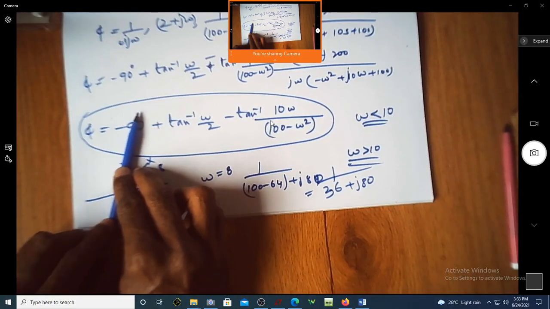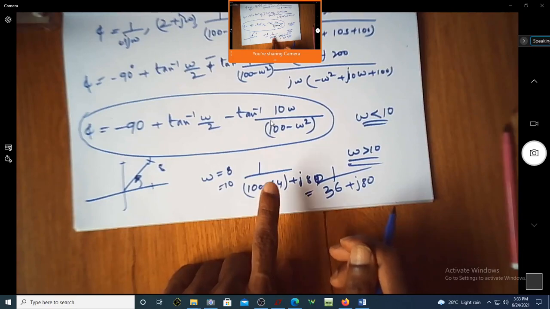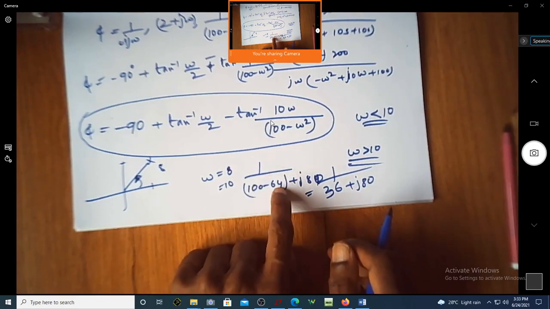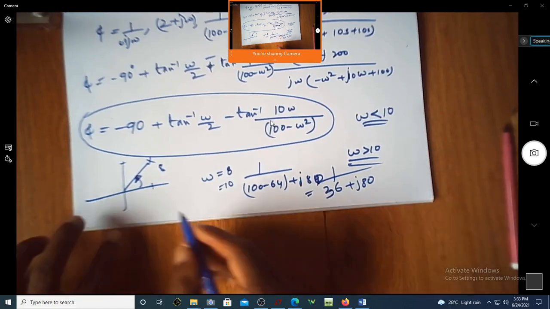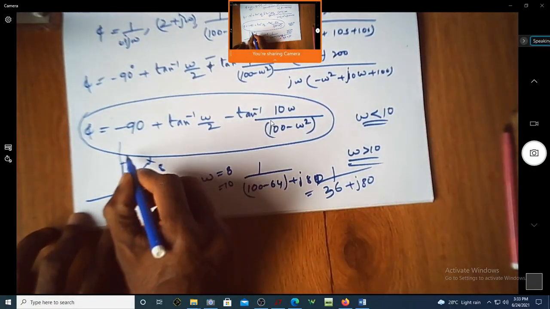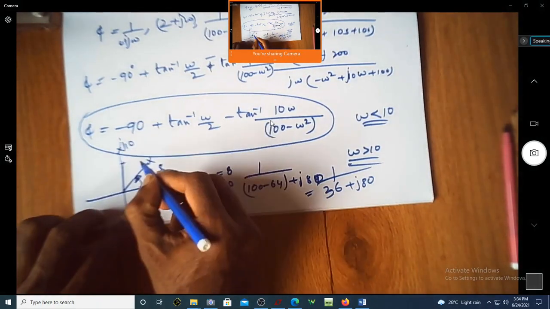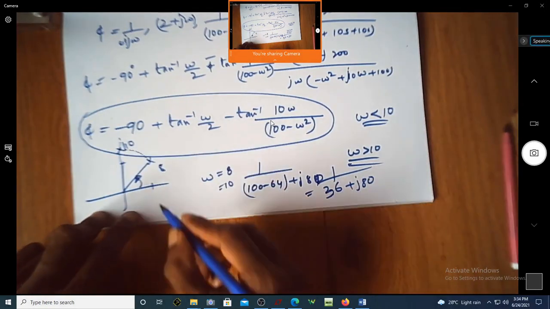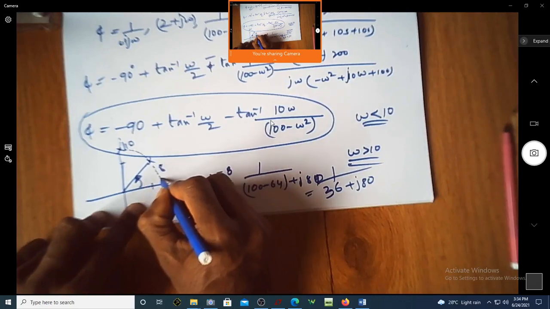If omega becomes 10, what happens to this? The whole term becomes 90 degrees. No, the real term will become zero. What will happen to your imaginary term? It will be at j10. Does it mean that it actually travels like this? It will become oscillatory. If the value of omega is less than 10, will it actually go like this?